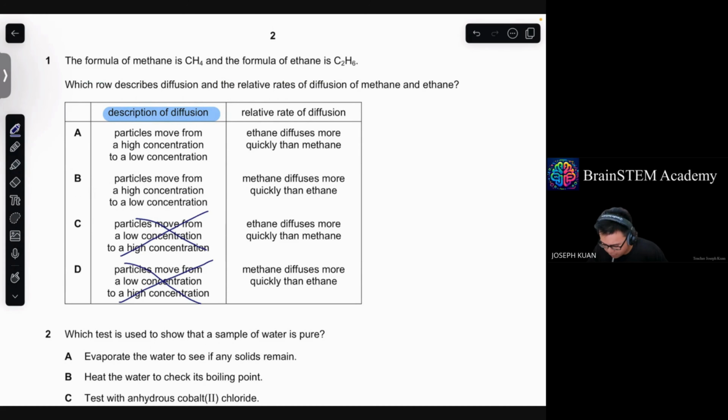Next, the relative rate of diffusion. This question is about ethane and also methane. And we see that ethane has a larger size as well as having more particles, which means that it's heavier. So we know that heavier particles actually diffuse slower. Hence, the answer will be B instead.